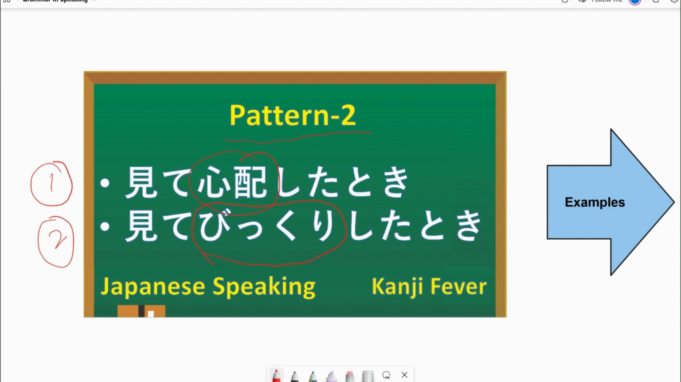The first one is when you see something and you feel worried about it. At that time, you can use this pattern. The second condition is when you see something and you get surprised and you want to confirm or ask about it. Then this pattern can be used.